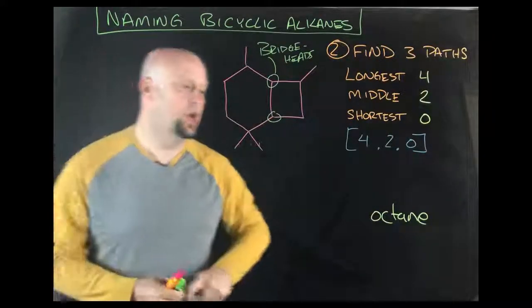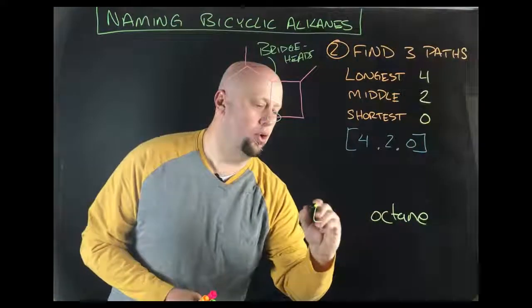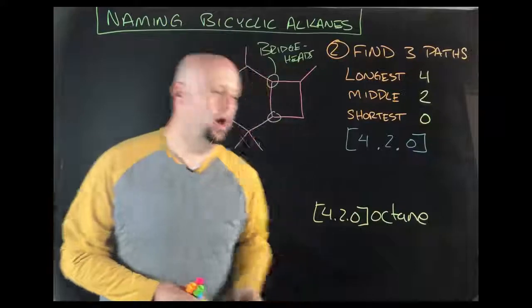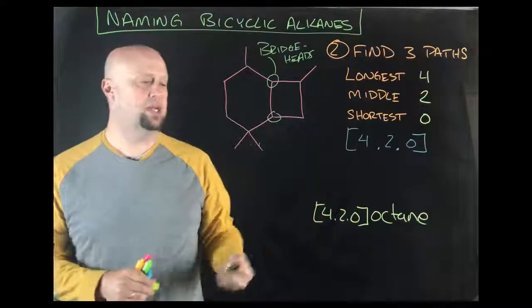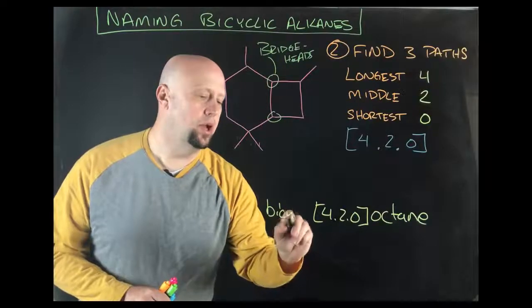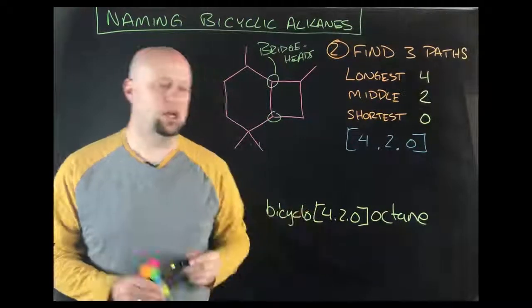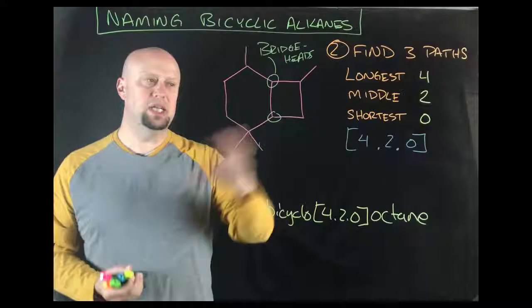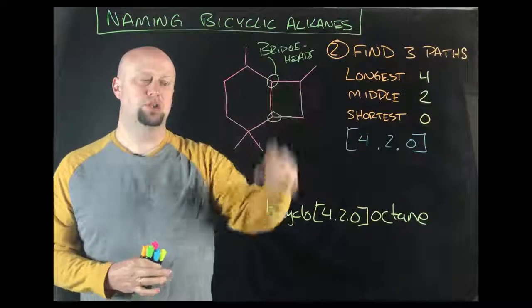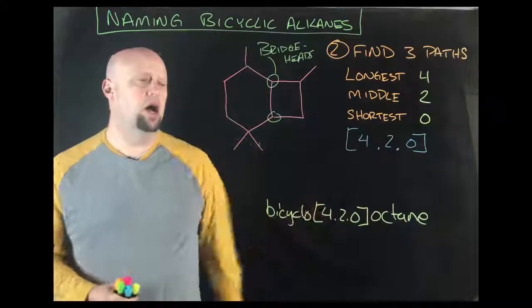So in this case, we're going to have [4.2.0] octane. And since this is a bicyclic compound, we're going to go ahead and in front of that, we're going to put the word bicyclo in front of that. So we're not done naming it. If we didn't have any branches on this, we actually would be done naming it. If it was just the 2 rings, that would be the name of this particular compound.